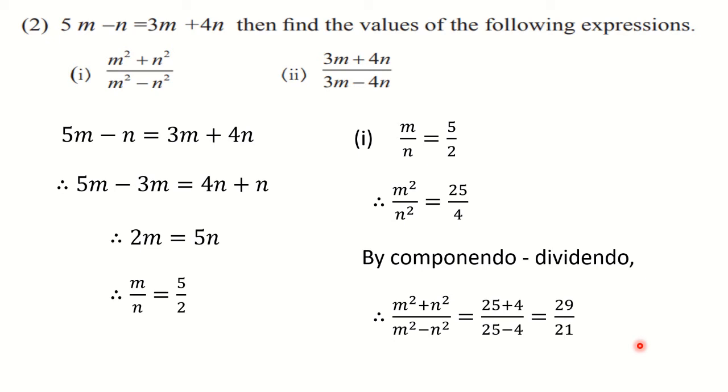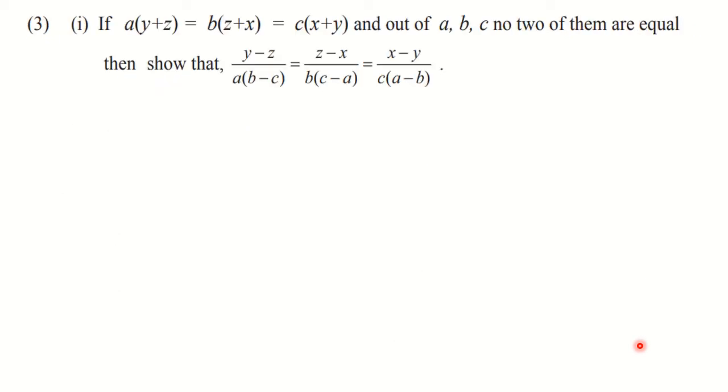Let's go to the next question, that is question number 3. Now this is a little bit different, where we have to apply the theorem on equal ratios. We have seen certain sums in solved examples also. Now see, this is what is given in the first question: a times (y plus z) is equal to b times (z plus x) is equal to c times (x plus y), and out of a, b, c, no two of them are equal.